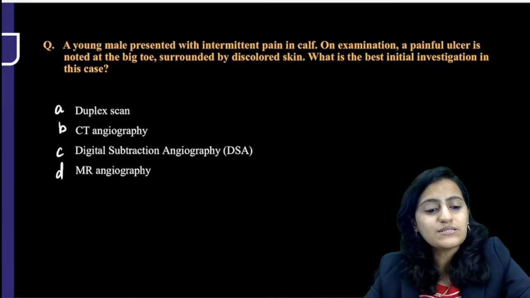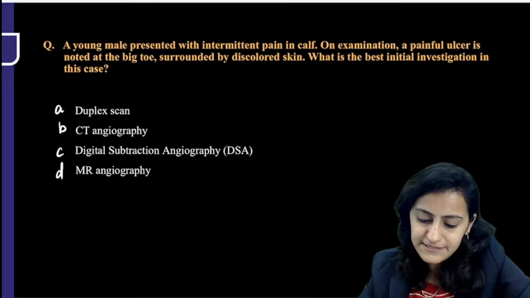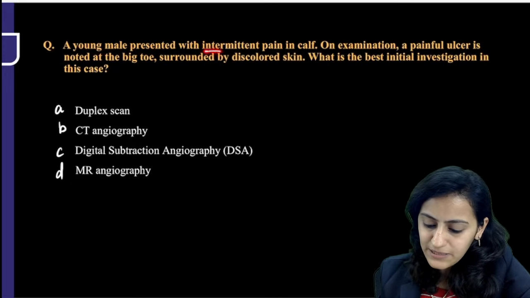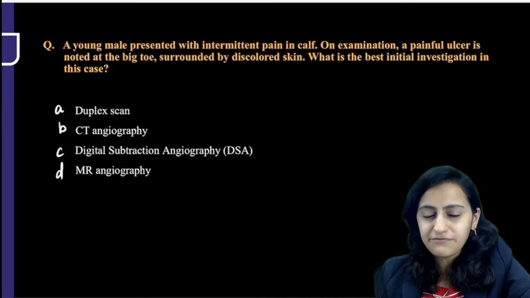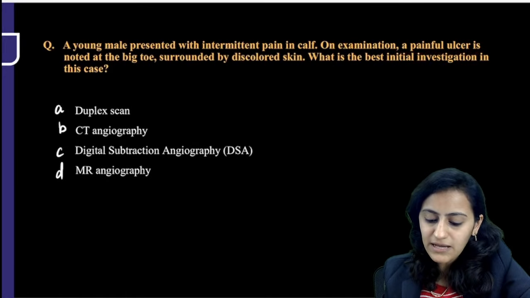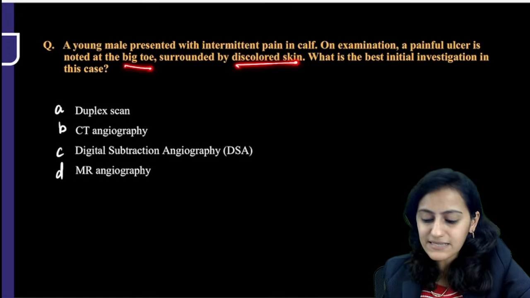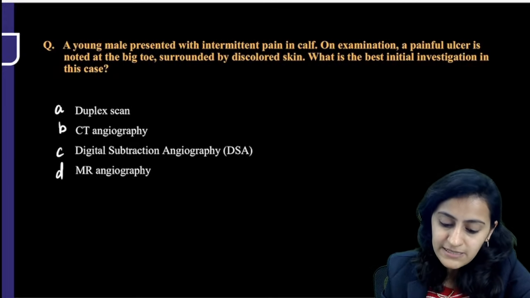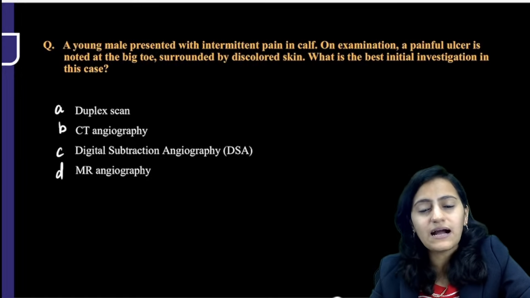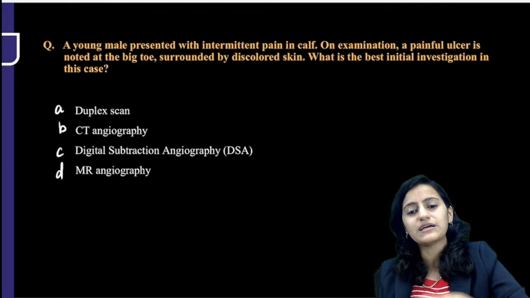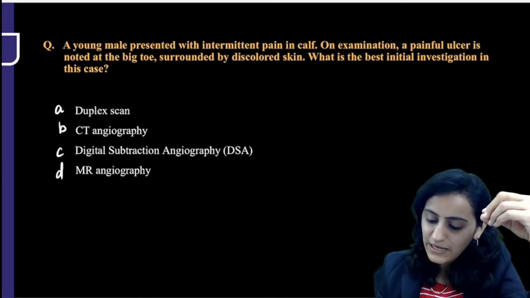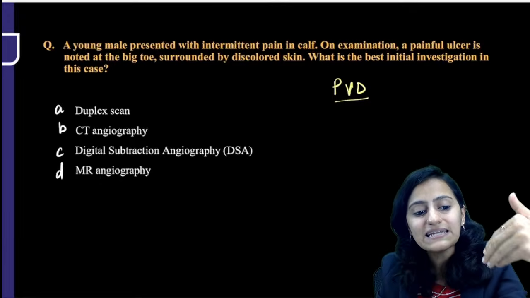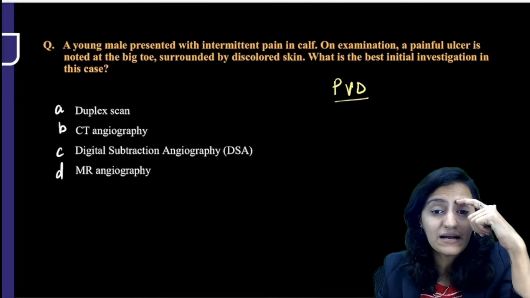What is the diagnosis that we are thinking of in this case? So what is given here is a young male presented with intermittent pain in the calf, and there is a painful ulcer at the big toe, and there is discolored skin. So what is the best initial investigation? So when there is intermittent pain in calf, that is intermittent claudication that we are talking about, and we are thinking about peripheral vascular disease, right? The arterial ischemia is what we are thinking about.